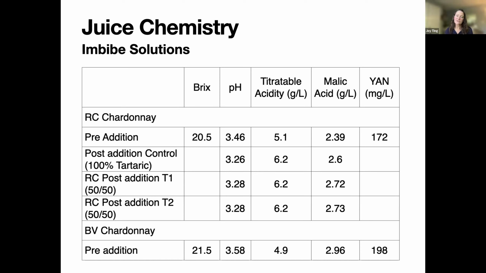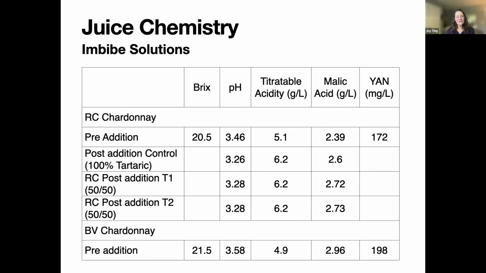And we can see that there's not a big difference in the pH between the tartaric only addition and the addition of 50-50 tartaric malic. And again, that's what we would expect. There's a little bit of a difference, but it's not a huge difference in this case. We can also see that the titratable acidity is pretty much the same whether you're adding tartaric acid or a blend of tartaric and malic, which is, again, according to what we would expect.